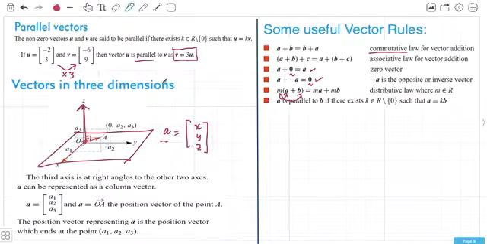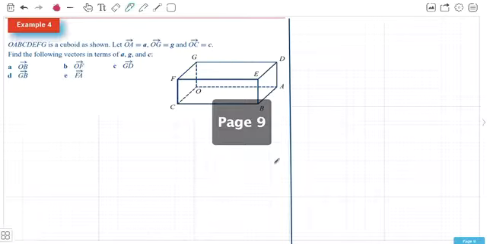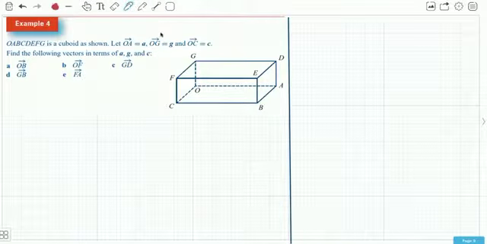The last one is the one we just discussed here. A vector A is parallel to a vector B if there exists a real number k such that A equals kB. So B times some scalar is A. Now if we look at the worked example, we've got this little rectangular prism, or a cuboid. We've got a few bits of information given to us. The first thing is that O to A is given by A, O to G is given by G, and O to C is given by C.